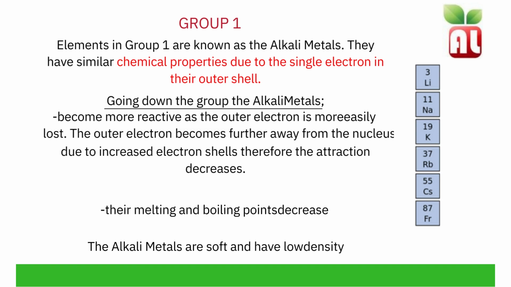Going down the group, the melting and the boiling points decrease. The alkali metals are soft, they can be cut with a knife, and they have a low density, typically floating on the surface of water.